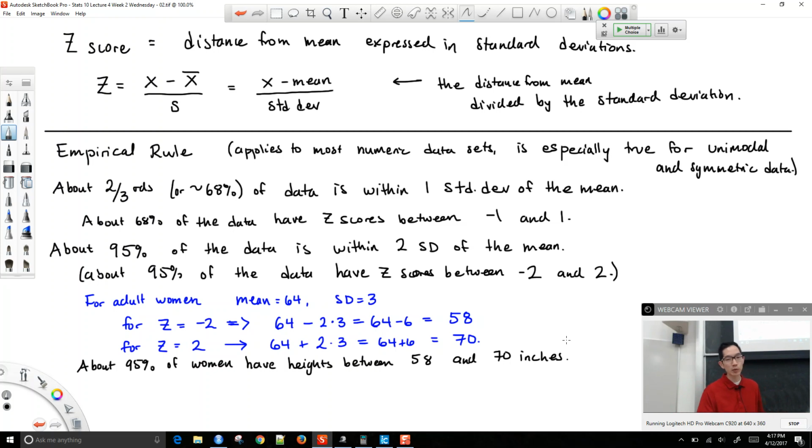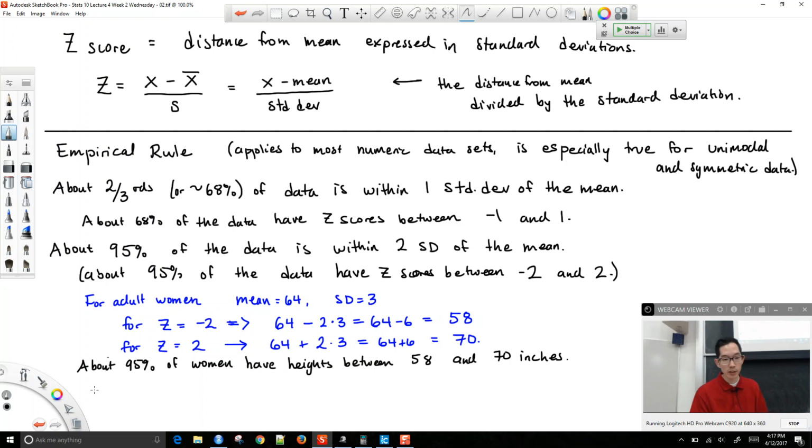Okay, and likewise we could do something similar for the 2/3, and that would be about 2/3 of women have heights between 61 and 67. That's z, 1 standard deviation below and 1 standard deviation above.